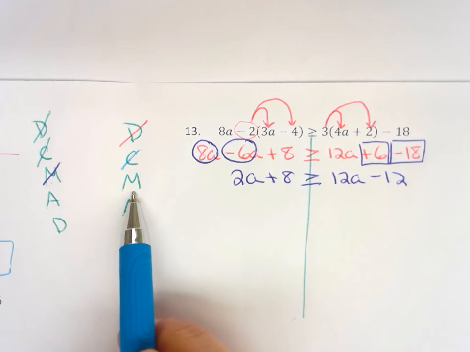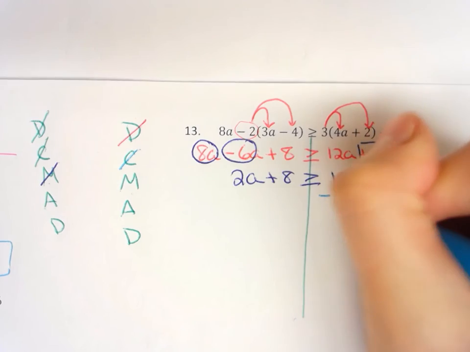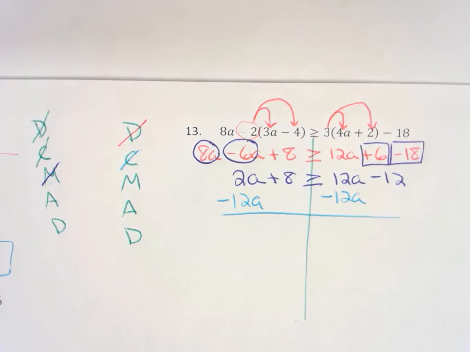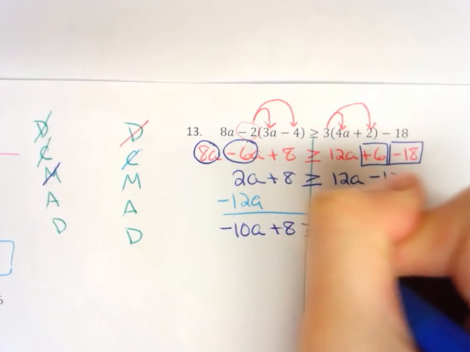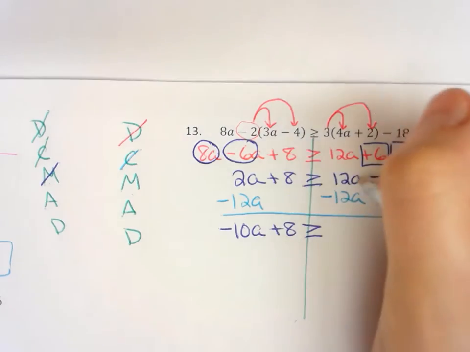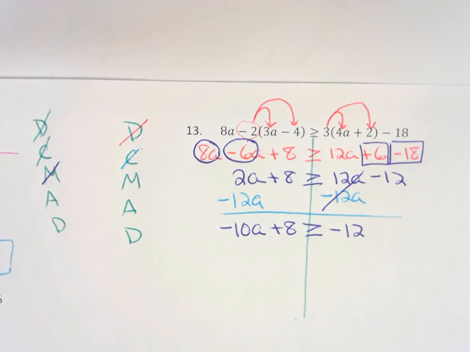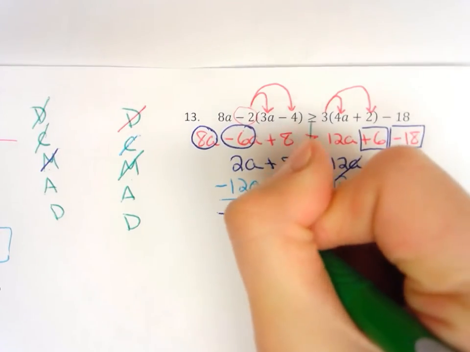Now we've got to move all of our letters to the left. Now I've got a positive 12a, so I'm going to subtract it in order to move it over. Now 2a minus 12a is negative 10a, plus 8 is greater than or equal to. Cancel those out, and you've got negative 12. So now that I've moved all of my variables over to the left, it is a two-step equation.